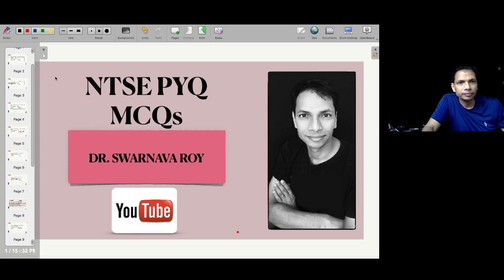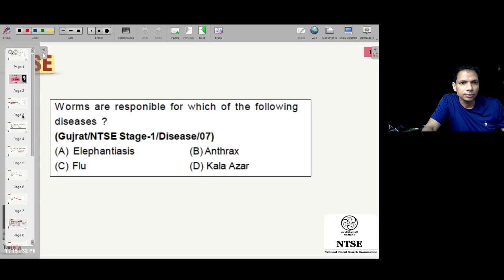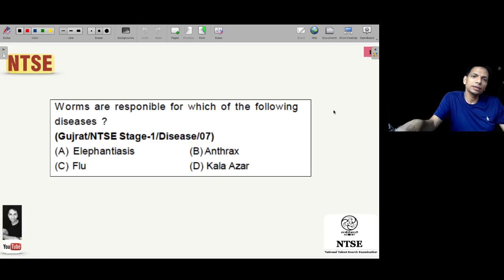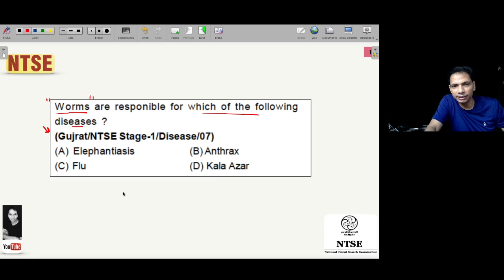So first question. Worms are responsible for which of the following diseases? This was asked in Gujarat in the year 2007. The choices are A, elephantiasis, B, anthrax, C, flu, and D is Kalazar. So out of these four different kinds of disease, in which disease are worms responsible?